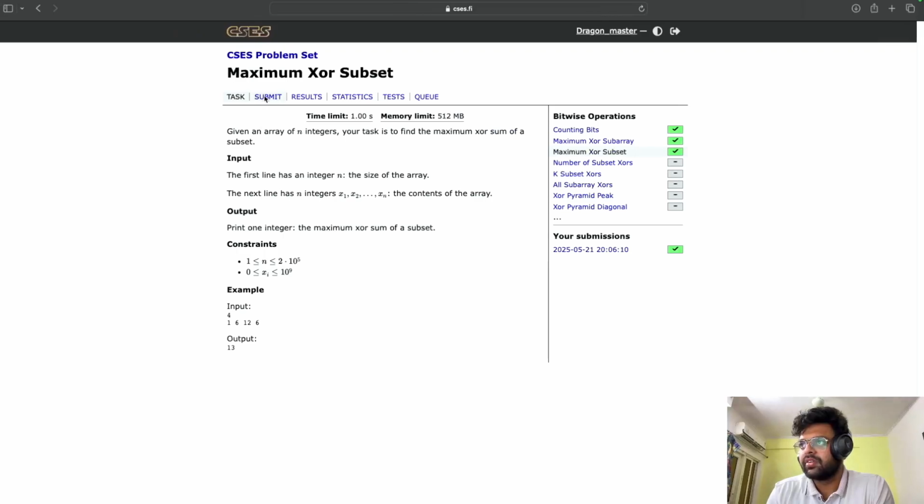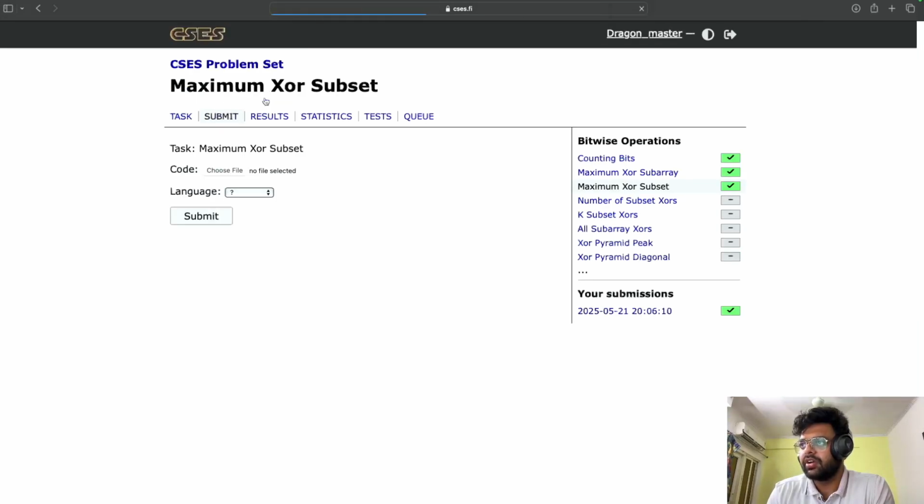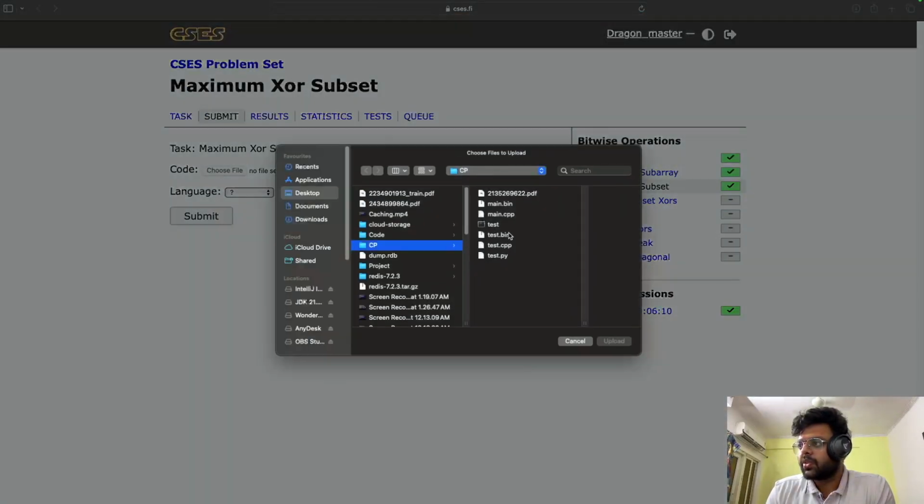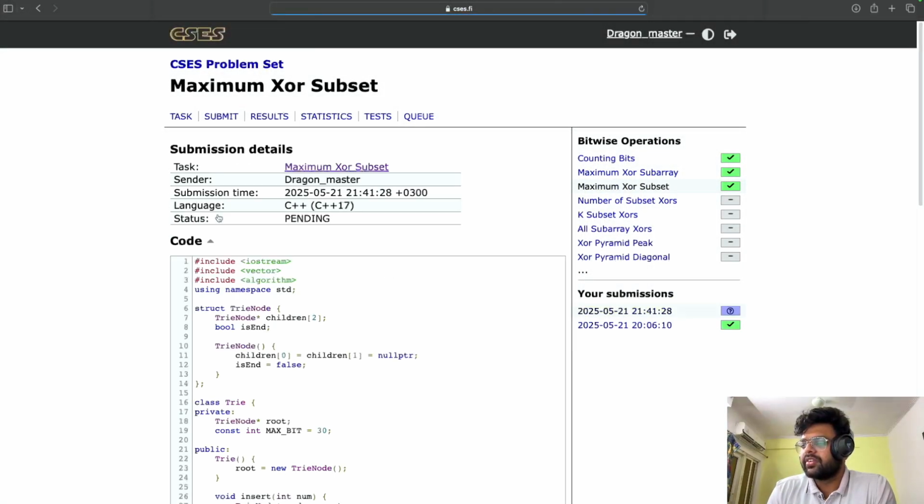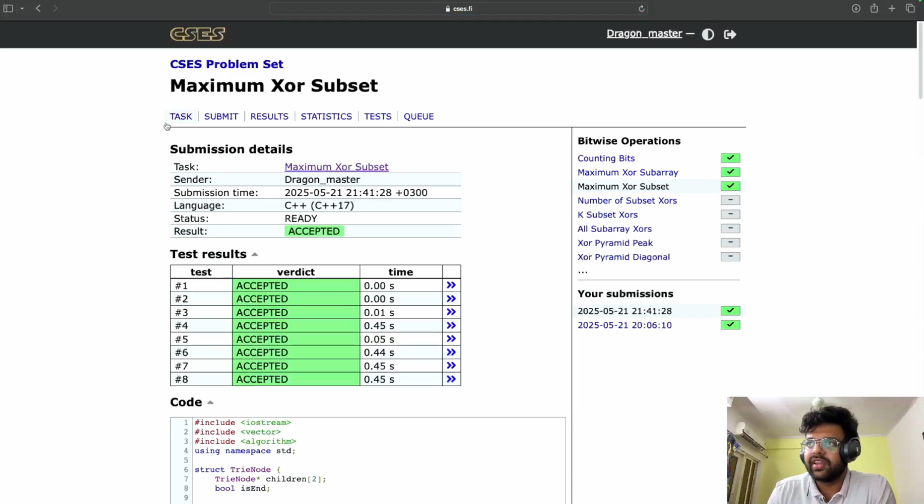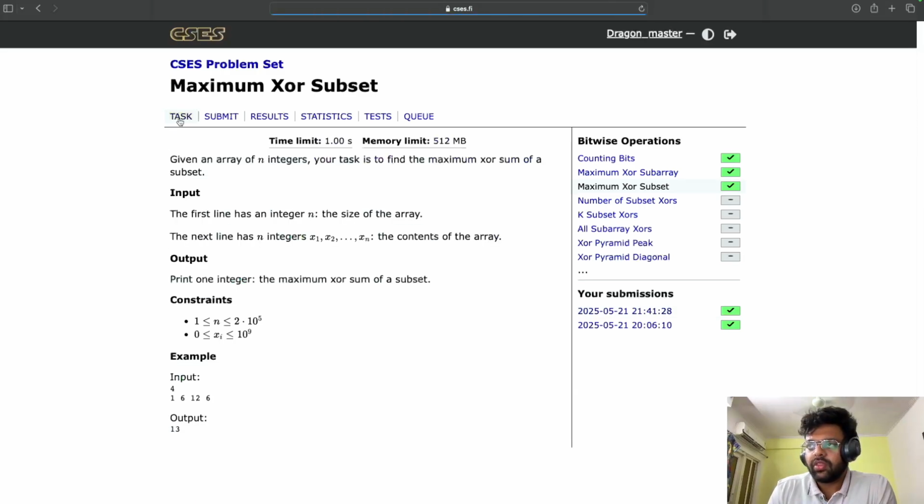Now let's try to submit this problem once. Let's see if it gets submitted or not. Test.cpp. Yeah. Let's check and submit this problem once. The answer gets submitted. So this is how our maximum XOR subset problem would be solved. I hope you have understood this problem.